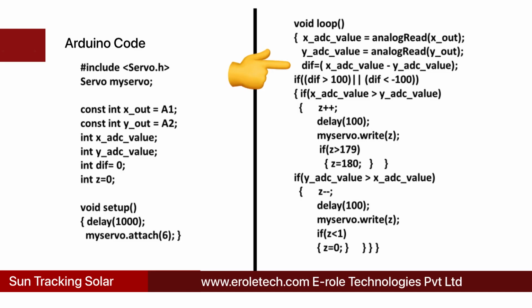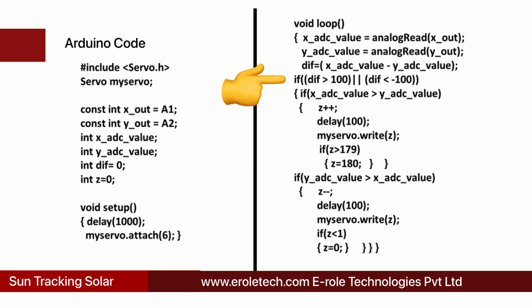Now we will calculate the difference between the value of these two variables, XADCvalue and YADCvalue. We will store the difference in the variable diff. This difference is the difference between the analog output voltage of LDR1 and LDR2 connected at pin A1 and A2 of Arduino. If reading of A1 is higher, then the difference will be positive. If reading of A2 is higher, then the difference will be negative.